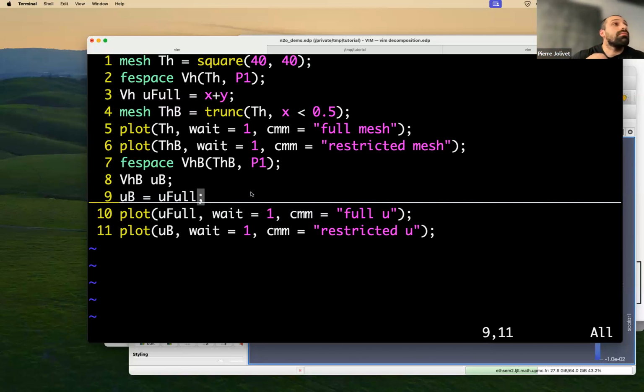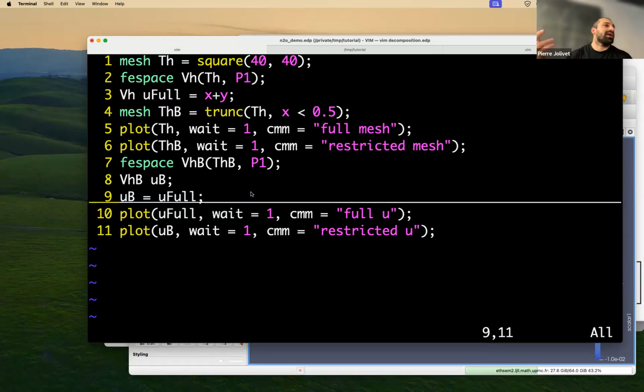Okay, and so when you do line 9, FreeFEM will interpolate the value. So in this case, THB is included inside TH. So the interpolation is the evaluation. But you can think of non-matching grids, in which case it needs to do some sort of interpolation.